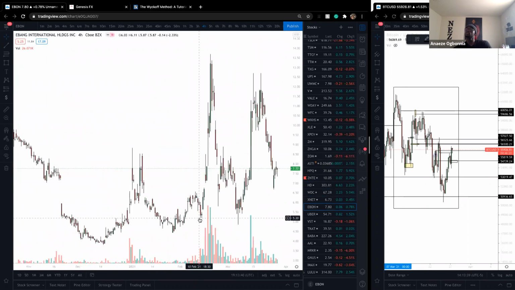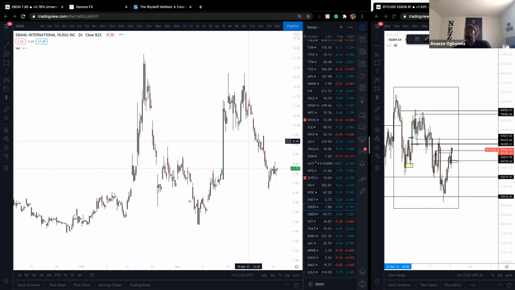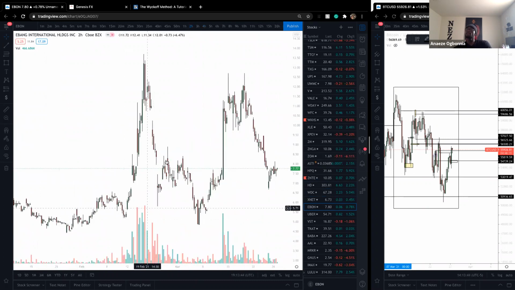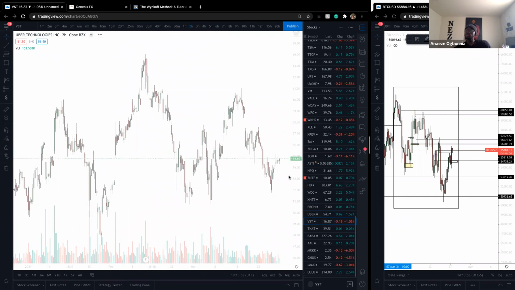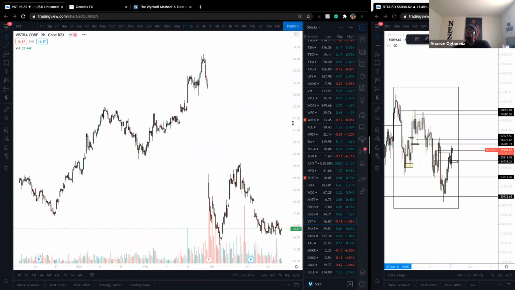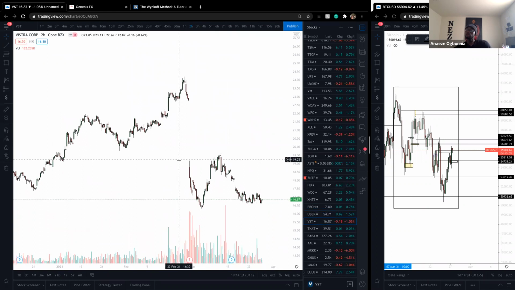Let's do the PCR. Yeah, we are bullish for the time being. Maybe this little thing might show an indication. There's not really a dead-on signal, so just kind of whatever. Uber, we were bullish on Uber. VST, we are... I don't know.